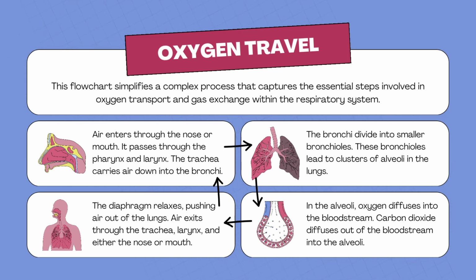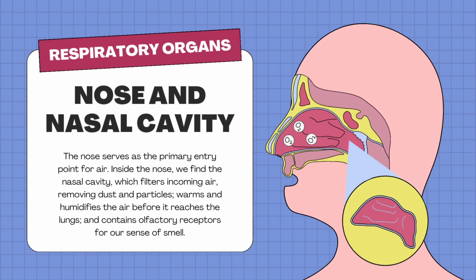So this is a flow chart that simplifies the complex process of oxygen travel. The air enters through your mouth or nose, and then it goes into the bronchi, divided into smaller bronchioles. These bronchi lead to clusters of alveoli, and that's all.